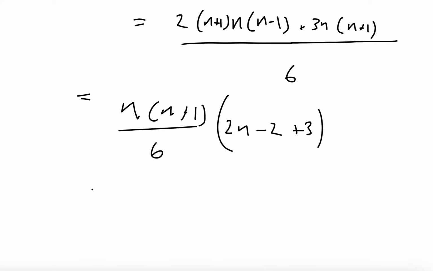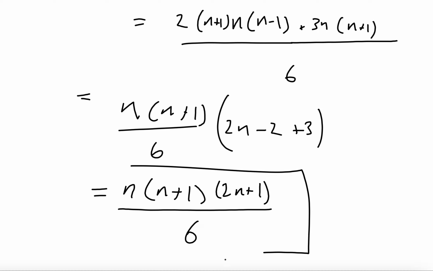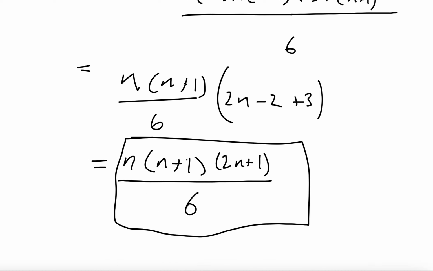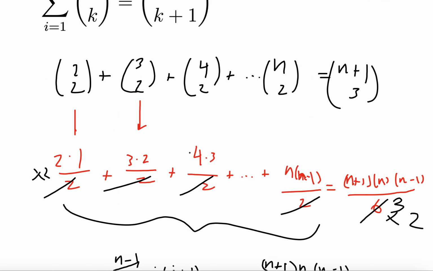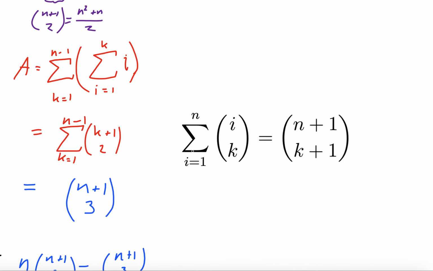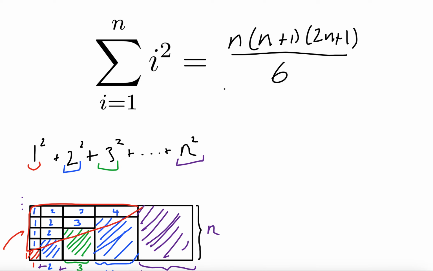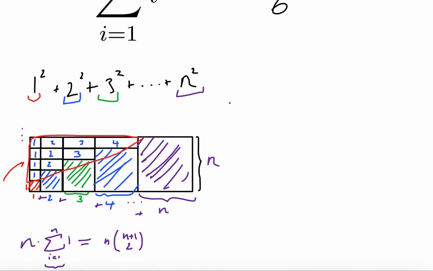And ladies and gentlemen, look once again, we have n times n plus 1 times 2n plus 1 all over 6. And there you go. So once again, the sum is n times n plus 1 times 2n plus 1 over 6. So for your friend that is afraid of squares or afraid of visual arguments or is unable to visualize a visual argument due to anything, this is a far more accessible solution.